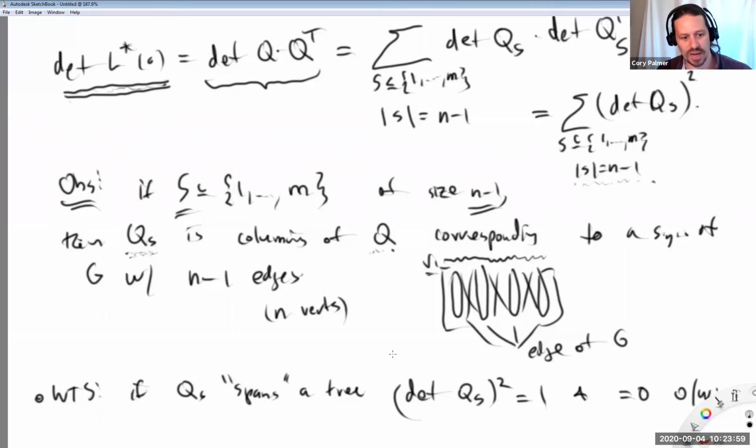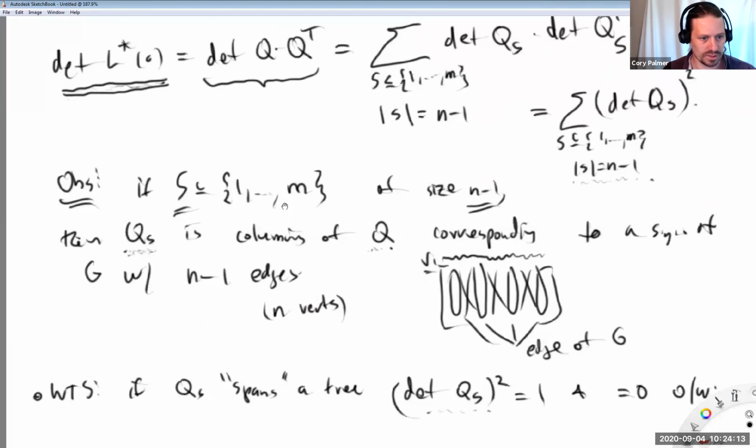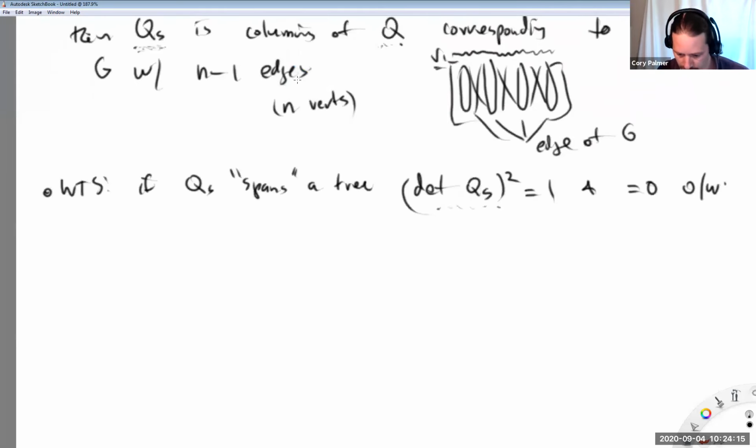So I need to somehow check the determinant of Q of S. Why is it 1 when it's a tree, and why is it 0 when it's not a tree? I need to specify both of those. If I don't get the second part, then I only have an upper bound on the number of trees. So I need both 1 and 0. Each time I check, it adds 1, so each tree is counted exactly once. Okay, so let's do it in 2 cases, whether Q_S spans a tree or not.